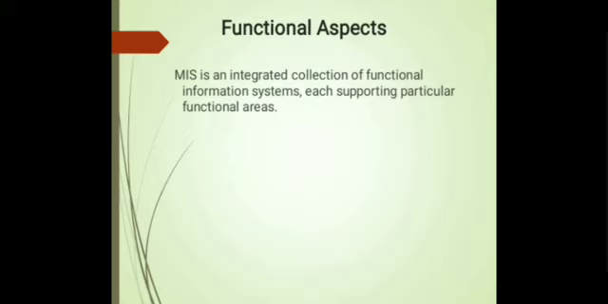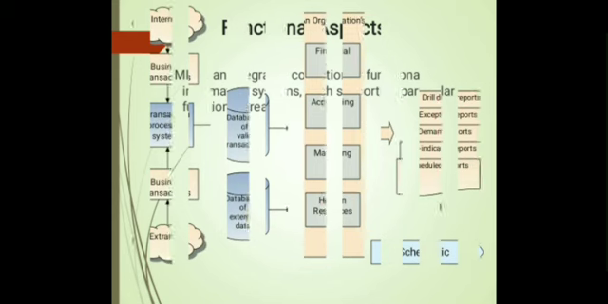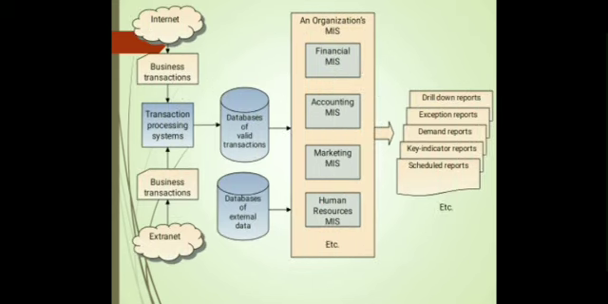Functional aspects. Management information system is an integrated collection of functional information systems, each supporting functional areas. Functional areas include marketing, production, finance, and personnel. The schematic representation of the functional MIS approach is given herewith.